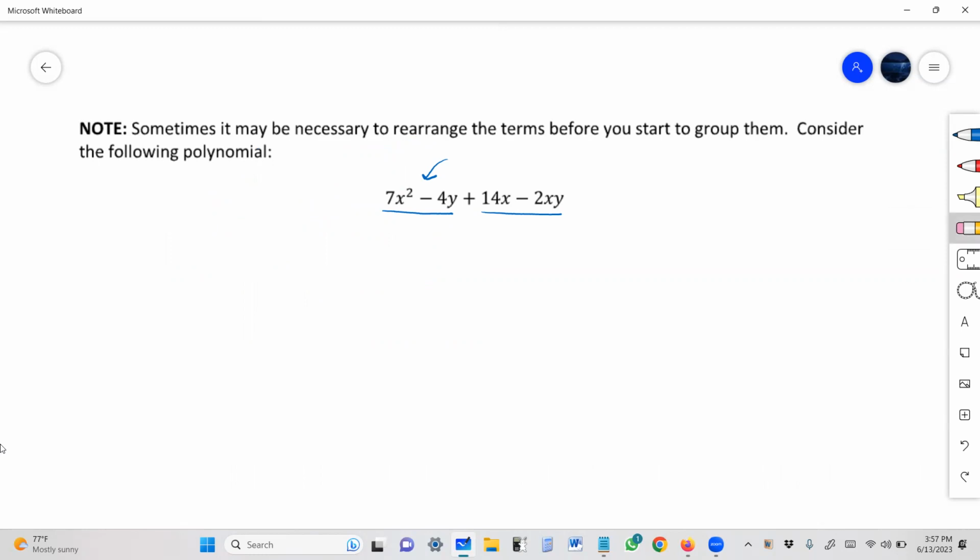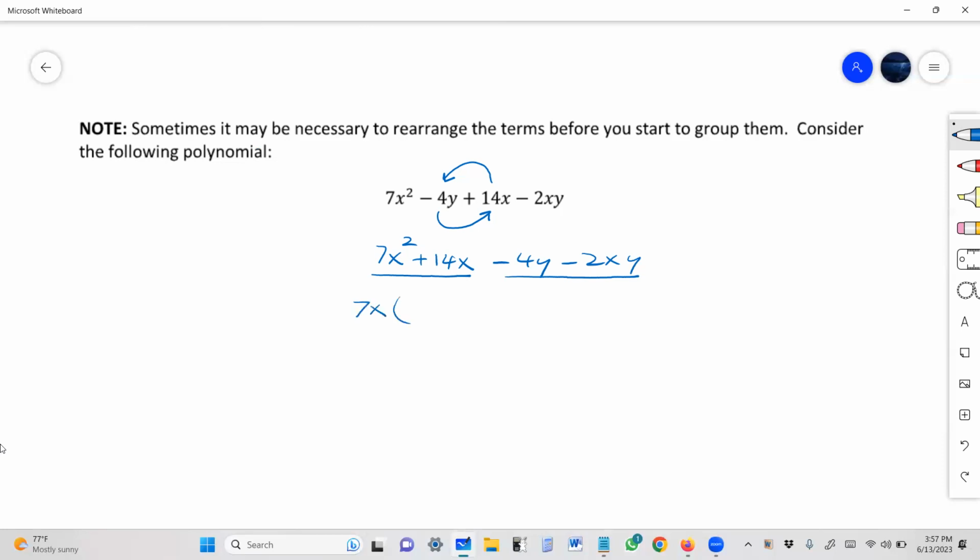So what do we do? We can rearrange so that I have a group with a common factor. So I'm going to put this here, and I'm going to put this there. So look what happens. So 7x squared plus 14x minus 4y minus 2xy. And now I am going to group the first two and the last two. The GCF for the first group is 7x. So if you found 7x, you did a good job.